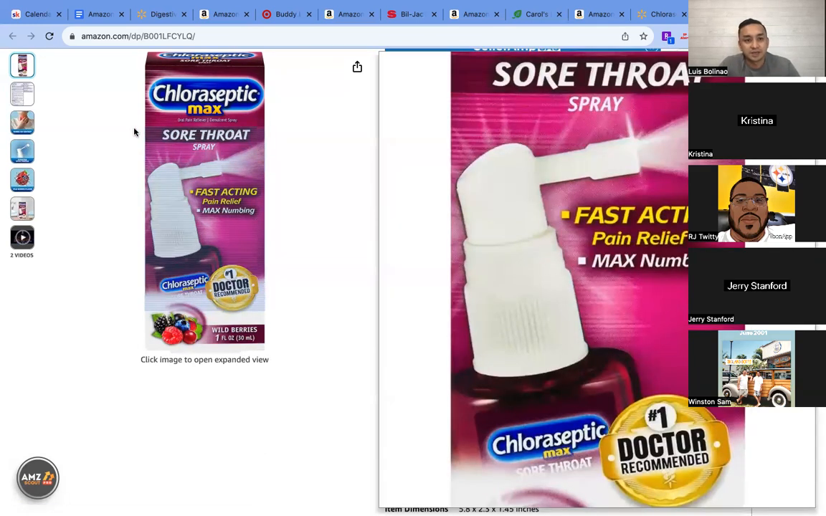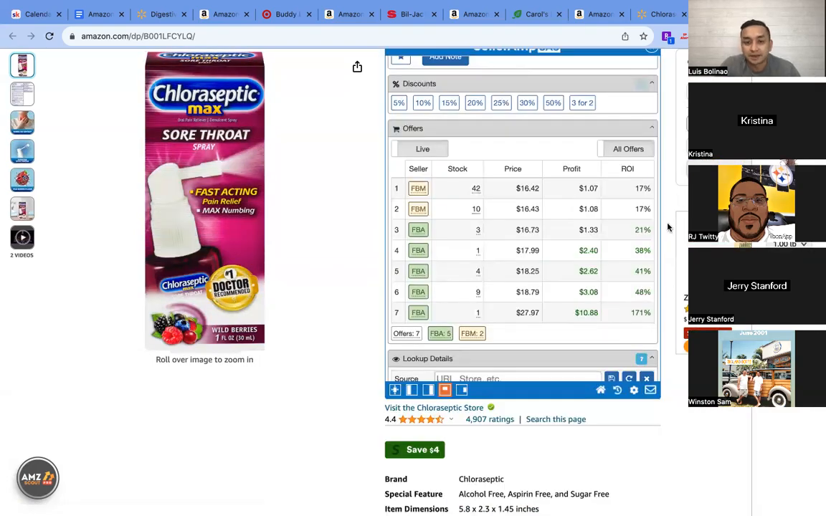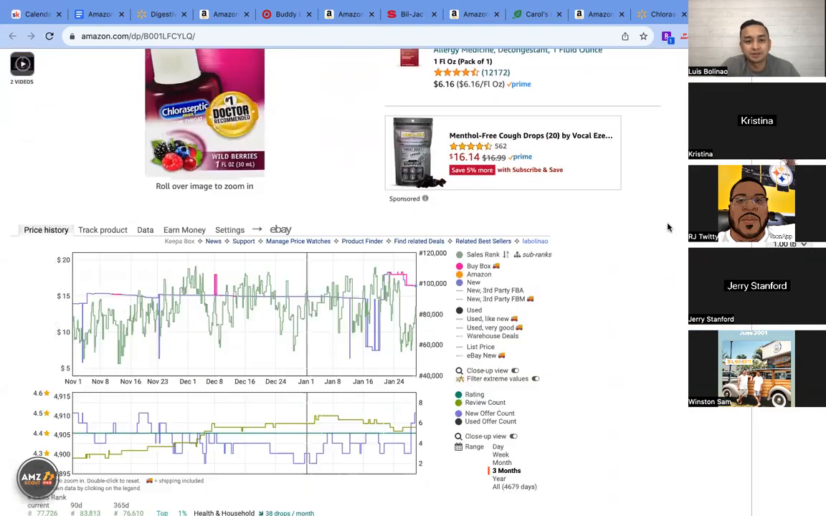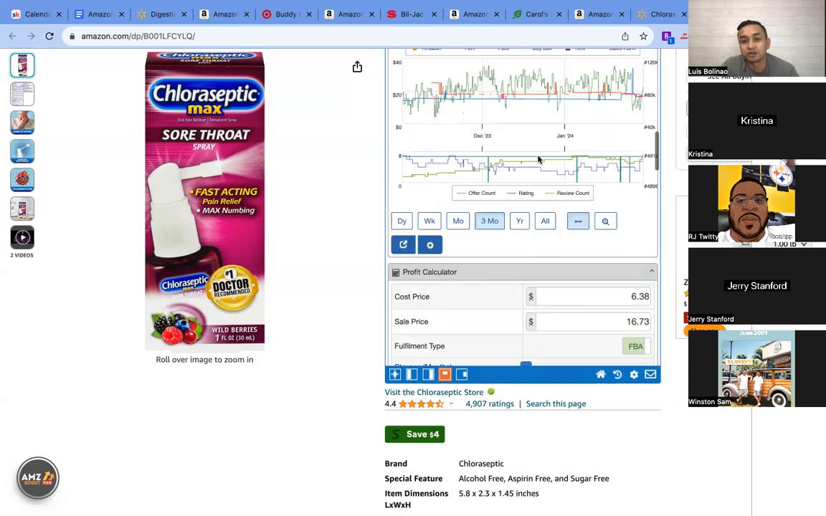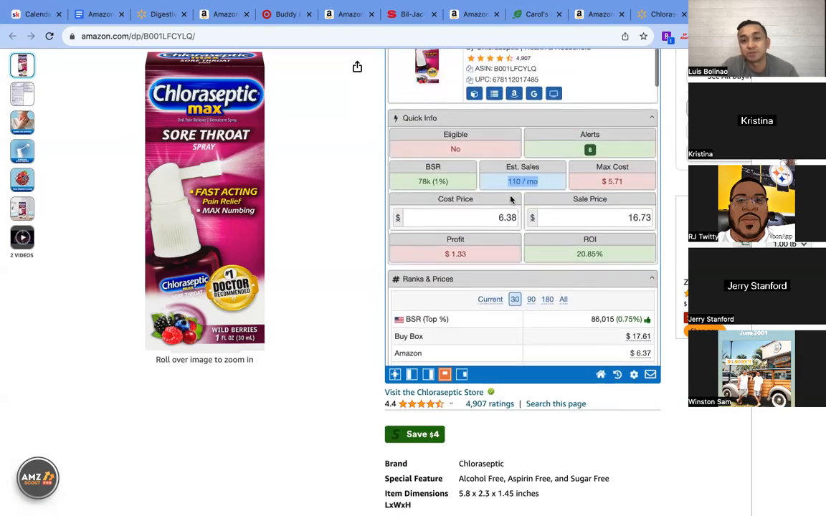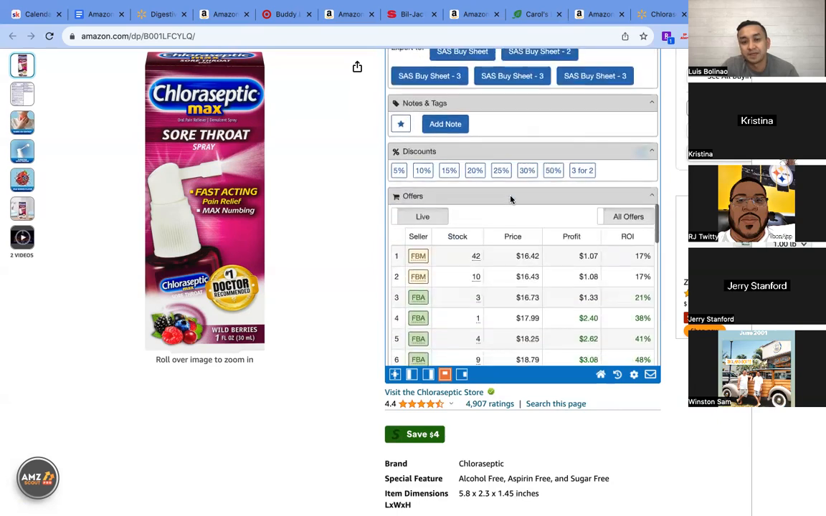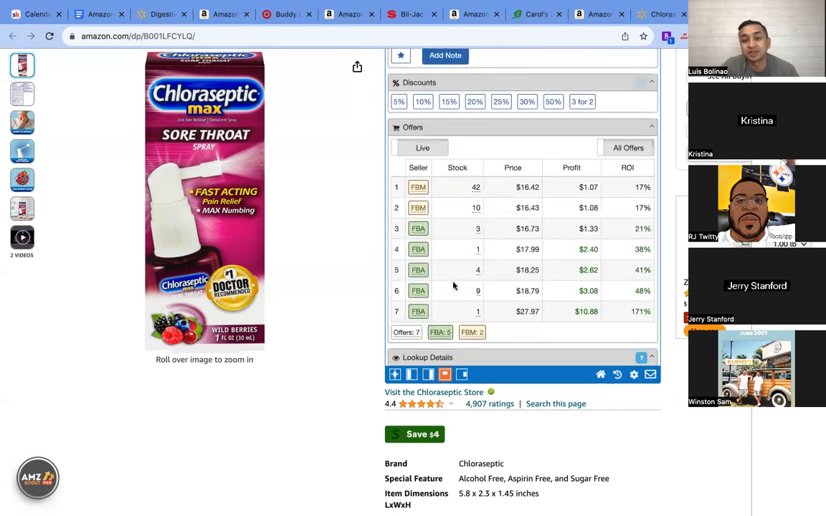So I would personally buy it. I think there's enough sales to go around for this product. So there's 110 sales a month. And by looking at the competition, I think it's a pretty fair ratio, meaning us sellers here can share the sales with each other and still make a profit.